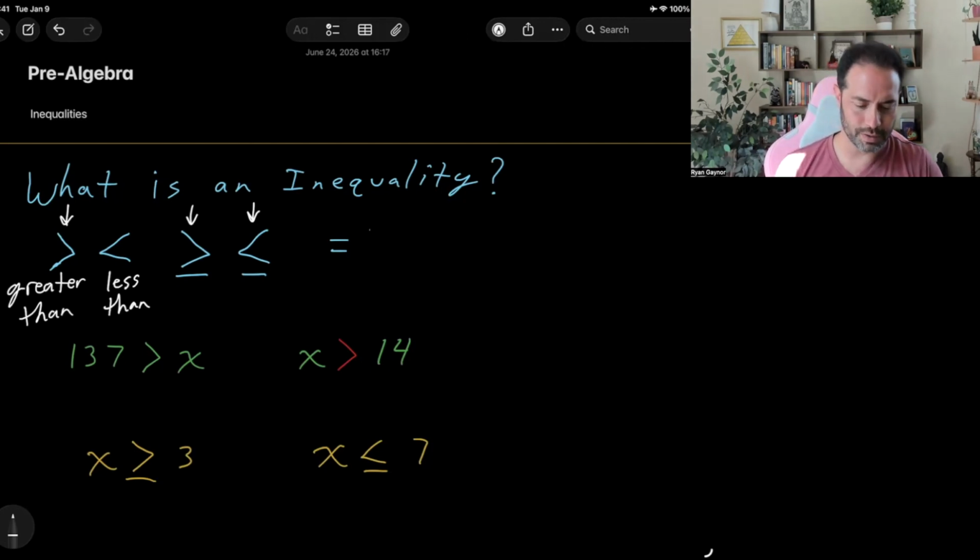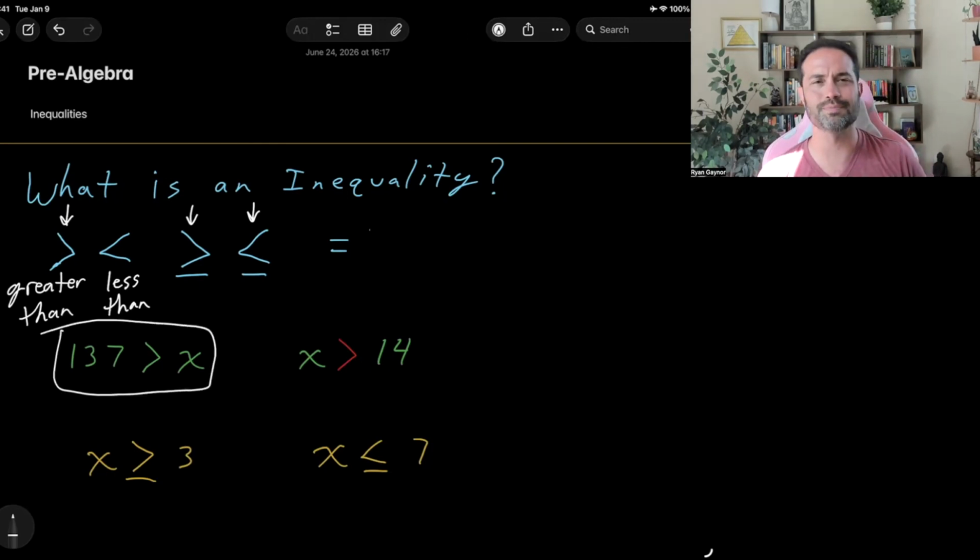Okay, so the first example we're going to look at right here. Now, if you read this left to right, which most of us do, it says 137 greater than x. But I highly recommend that you always read it from the variable. So if they write it backwards like this, just read it from the variable. That's still okay for math. So we have x and then the pointy part, so that's less than 137.